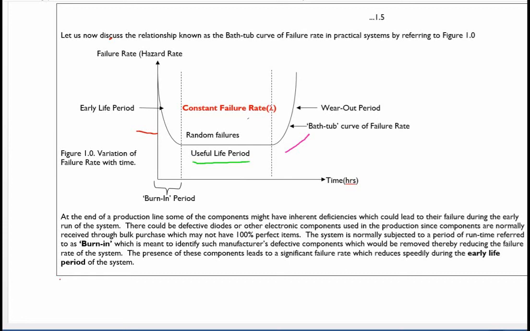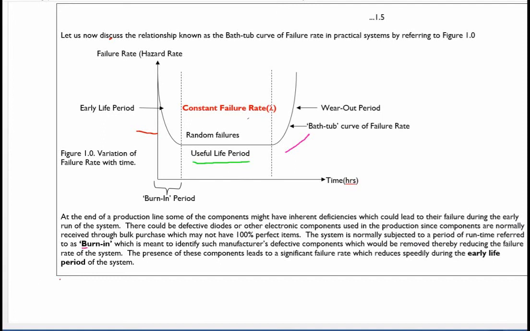Yes, you will do a random test on them, a sampling test, but not each and every one of them. And so it is possible that you have defective components within your component. Now, this area is what we call the early life period, where we subject the component to a runtime initially, and this is also known as the burning period.